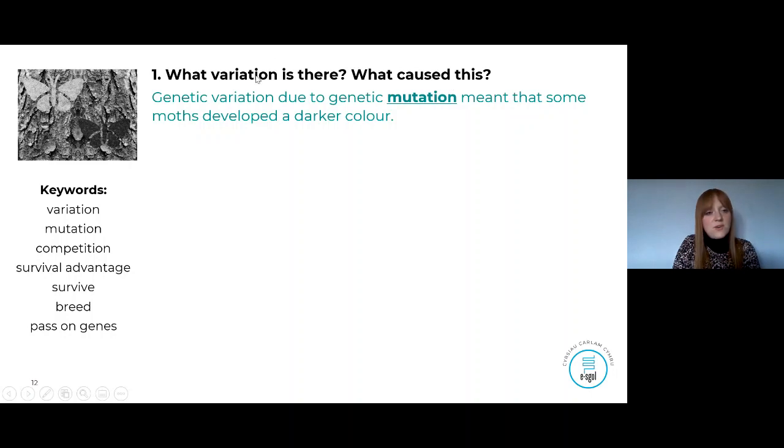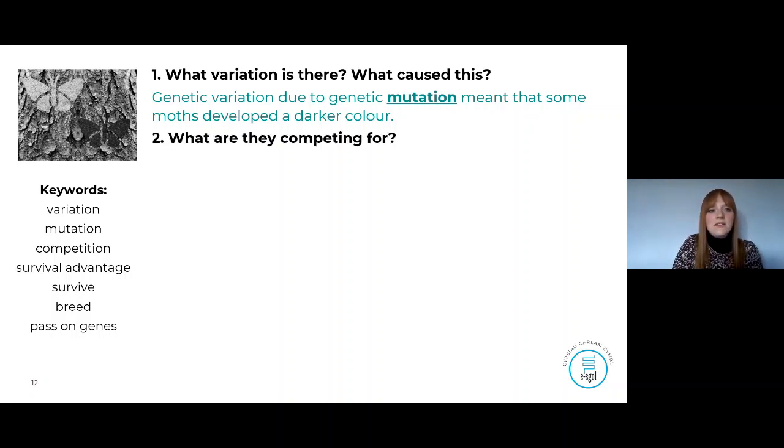So the first question we're always going to ask ourselves is, what variation is there? You're going to identify the variation and then say what caused this variation to happen. And it's always going to be a mutation. So you don't have to think. If you're talking about variation, you say this was because of a mutation.